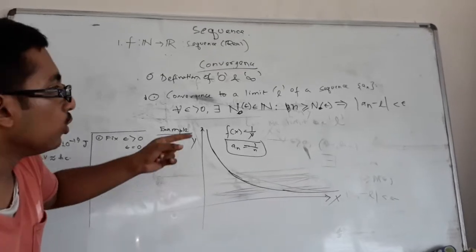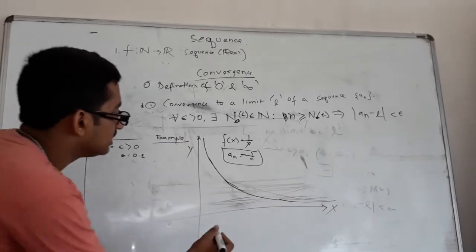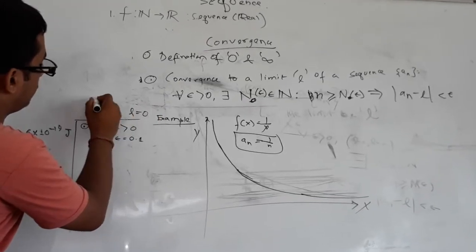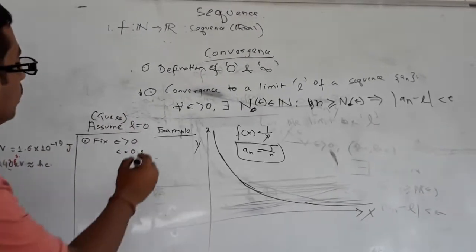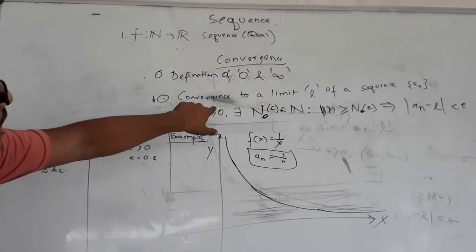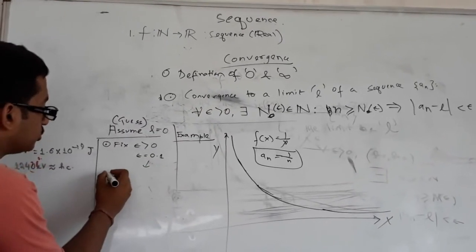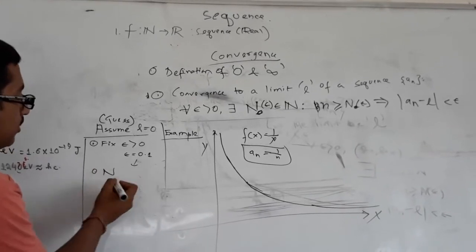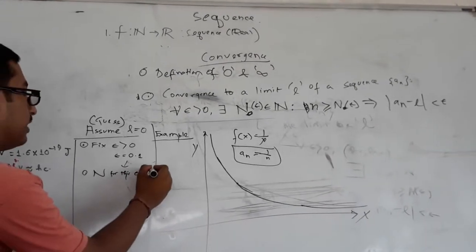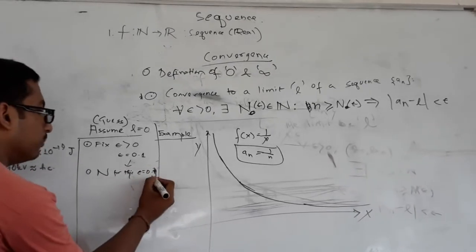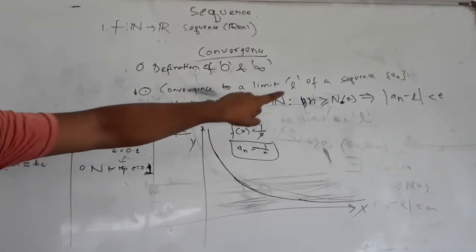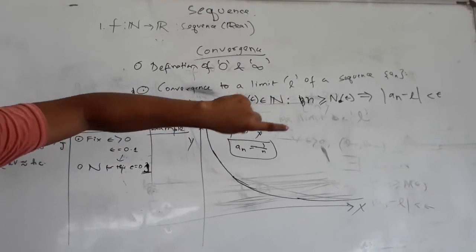Now we give an example. We have to assume that the limit is 0. For that limit we have fixed an epsilon, and we have to show that for this epsilon, epsilon equal to 0.1, we can make a choice of n. How do I find it?